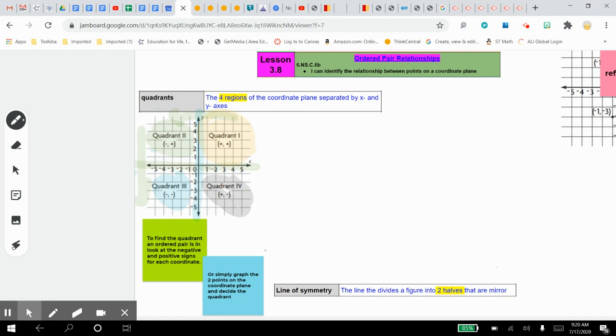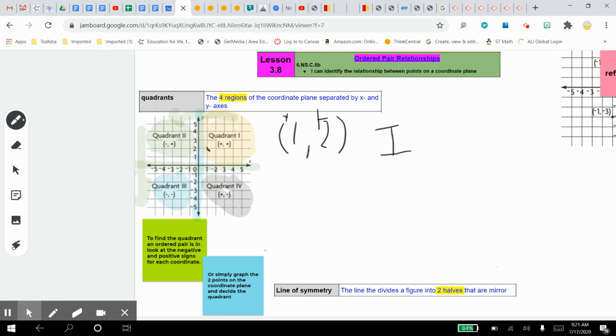Let's just simply graph one. If you have an ordered pair, let's say I have (1, 2). Okay, if you look at this, 1 is positive and 2 is positive. They're both positive. Okay, so you can simply graph it. Start with your x, go to 1, and then go up to 2 and graph your point. And you can see that this is going to be in quadrant one.